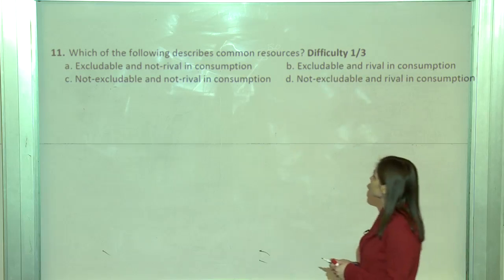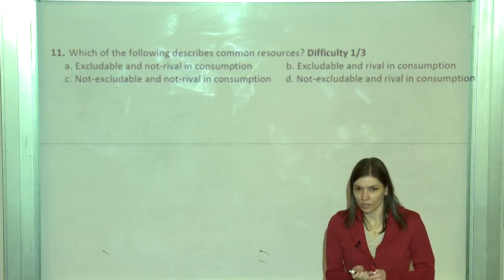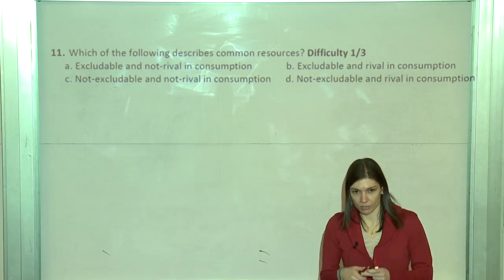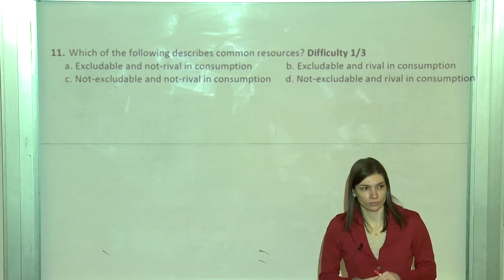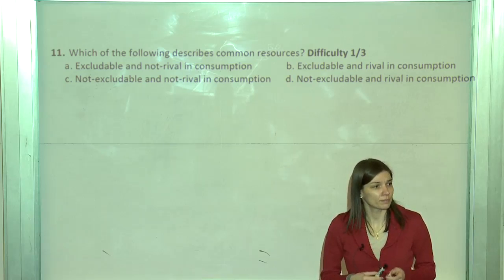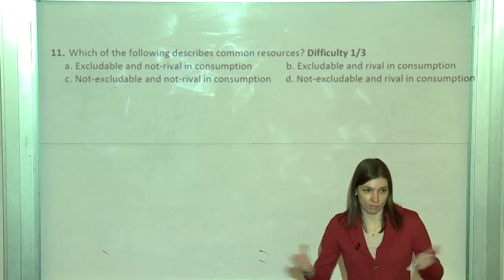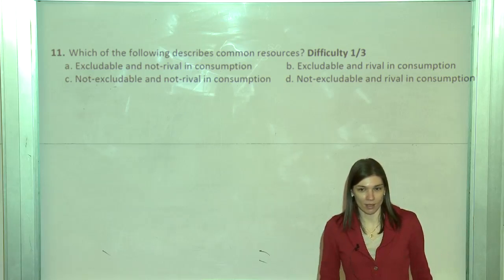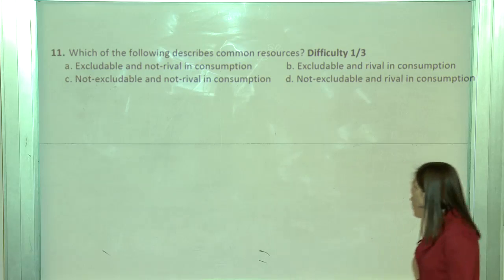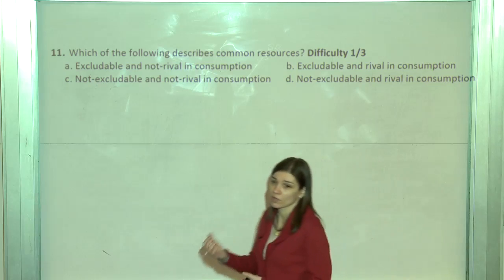Okay, which of the following describes common resources? So that's definition. Who can give me an example of a common resource or common good? What will be a common good? Yep. Fish in the sea or fish in a public pond, let's say, right? So the question is whether it's excludable, non-excludable, and rival or non-rival.